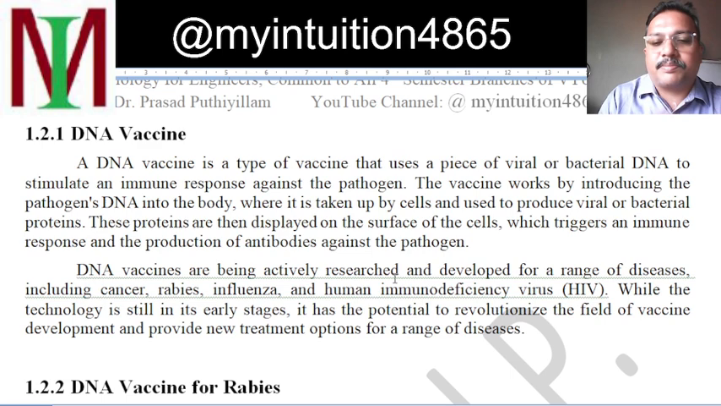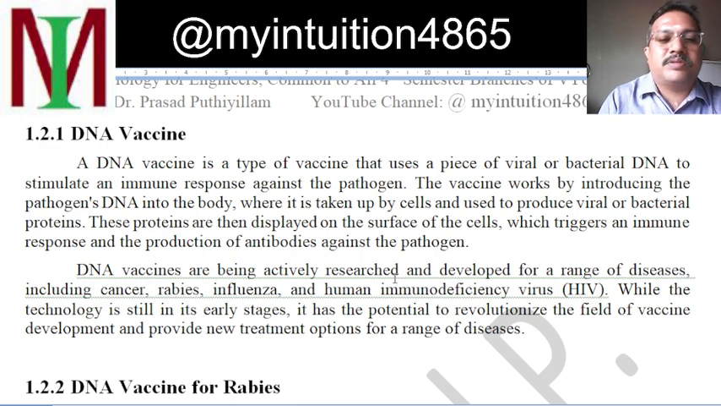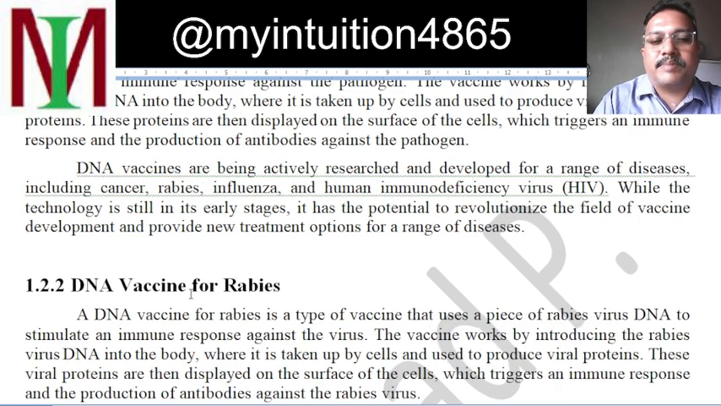Using that, it is separately generated. These antibodies are generated. These antibodies we call the vaccines. These vaccines are used for the treatment of cancer, or rabies mainly in dogs, then influenza, then HIV, human immunodeficiency virus.